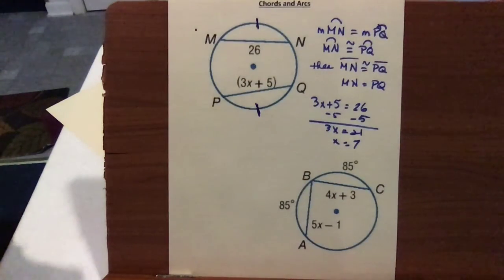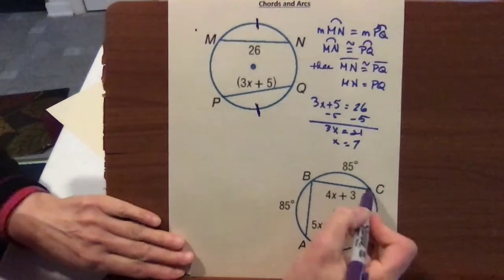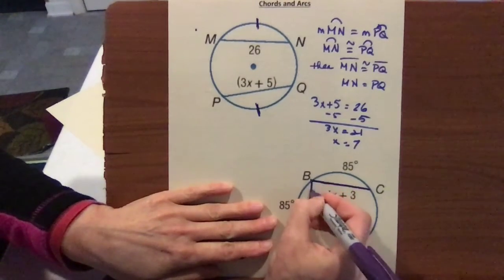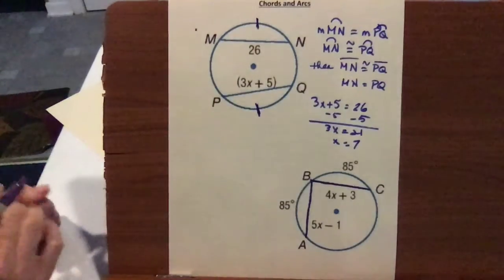Now, chords don't always have to be separate. They could be attached, forming an angle. This angle here, ABC, would be called what we call an inscribed angle. We'll be tackling that in a little bit.